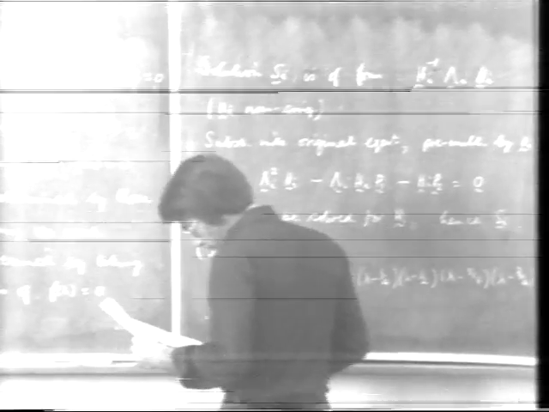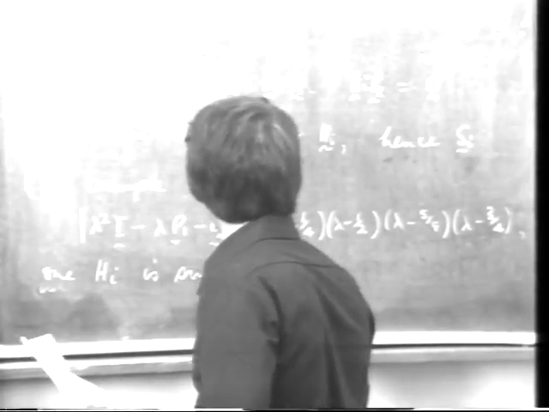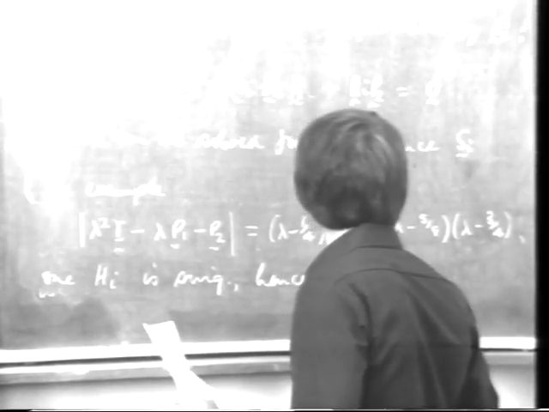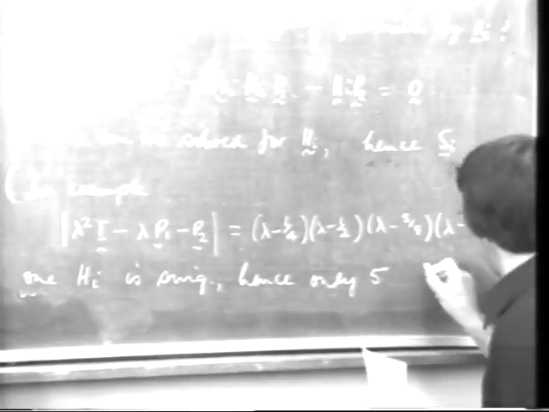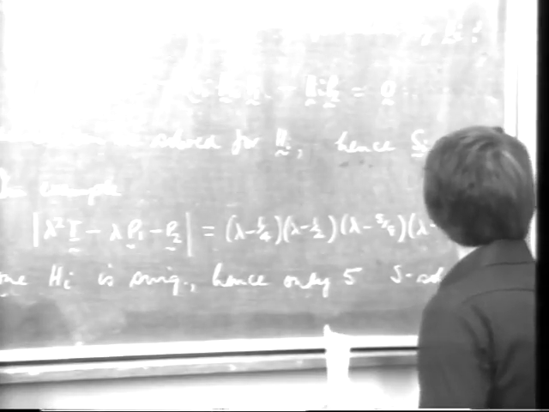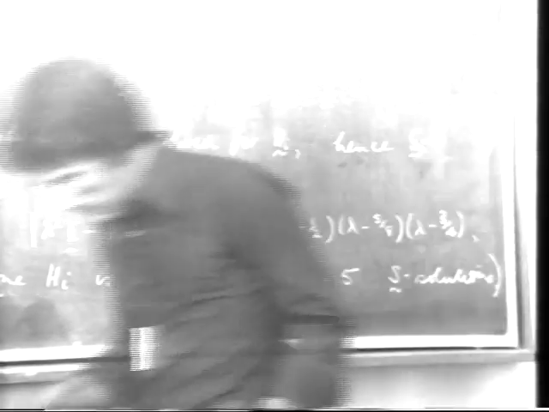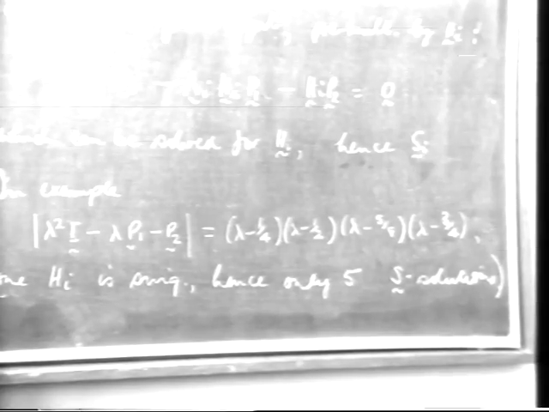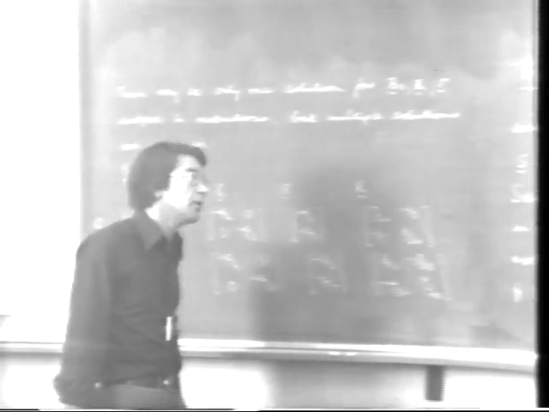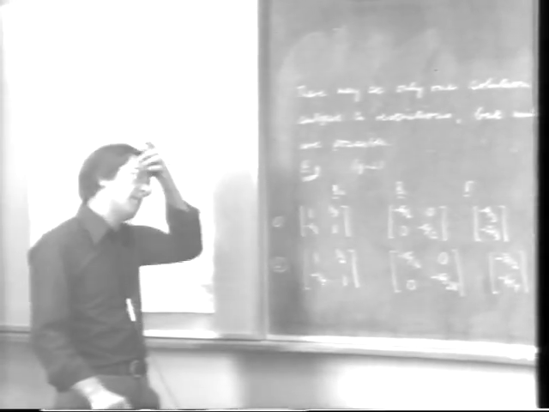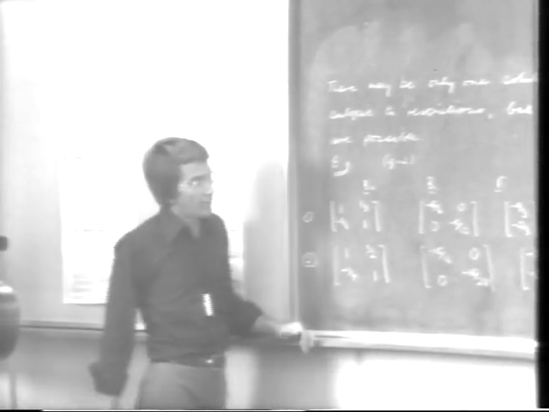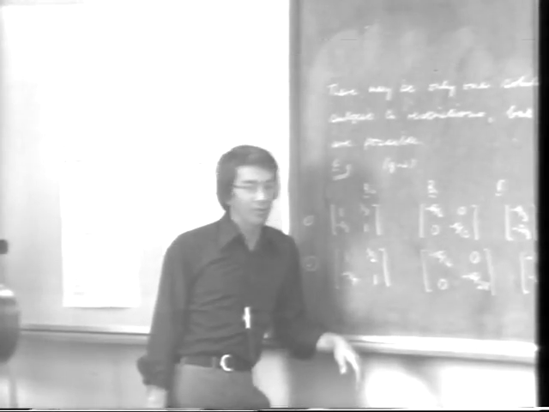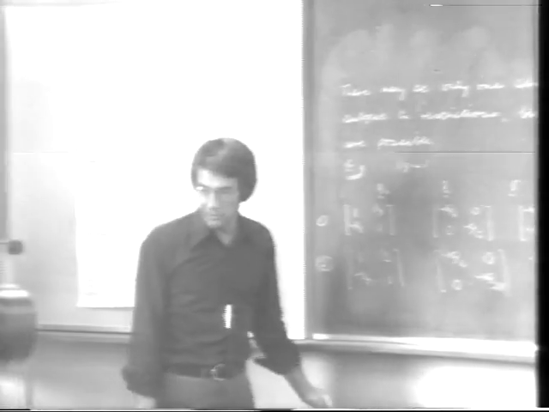So let's say one H I is singular, hence only five S solutions. Okay, so as I said, just to emphasize the start of the problem, it's a matter of seeing whether there are multiple solutions for the pi's, and subsequently, if there are, whether there are multiple solutions for the betas. And as far as I'm aware, no one yet has anything other than this brute force and ignorance approach to the problem of identification of this model.